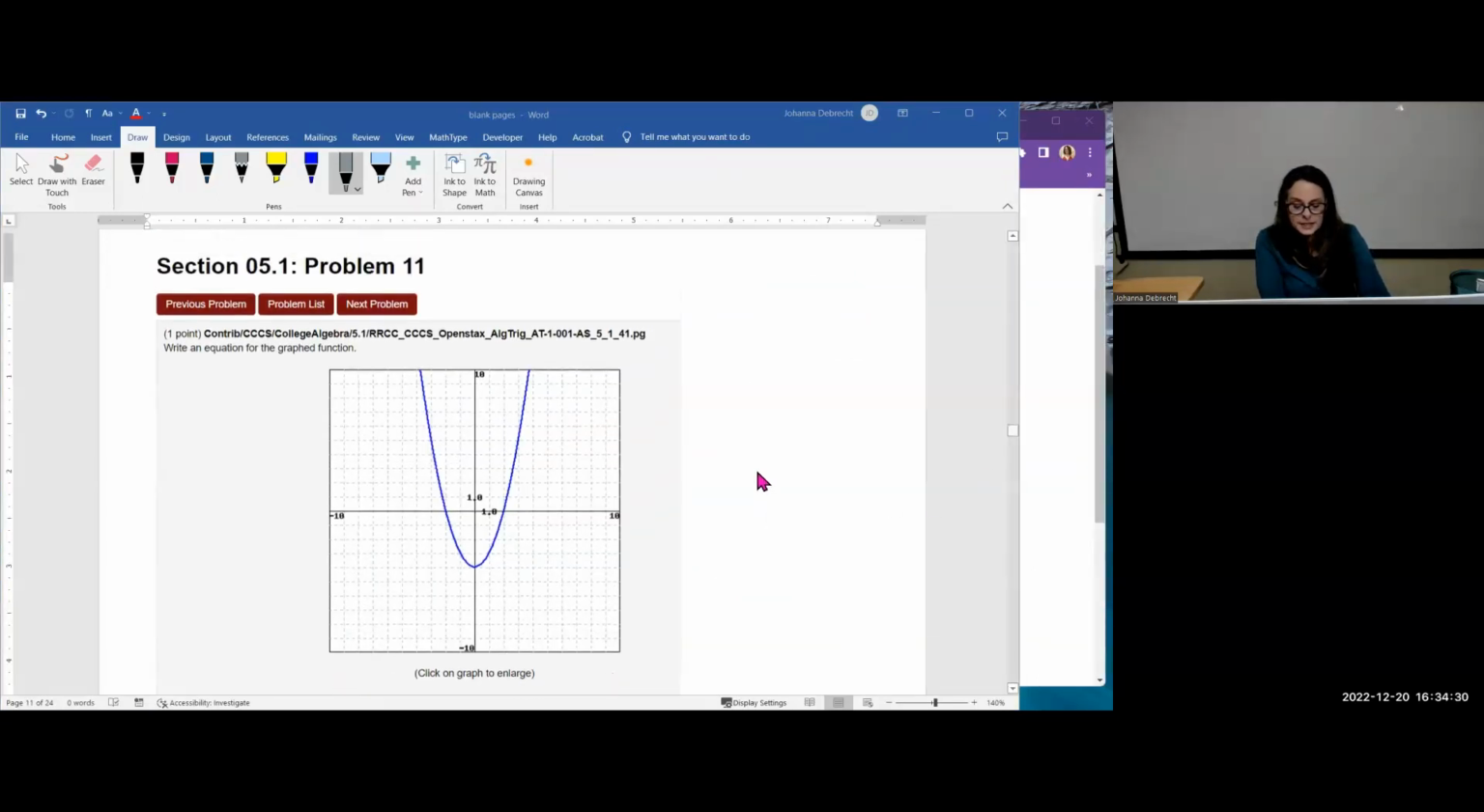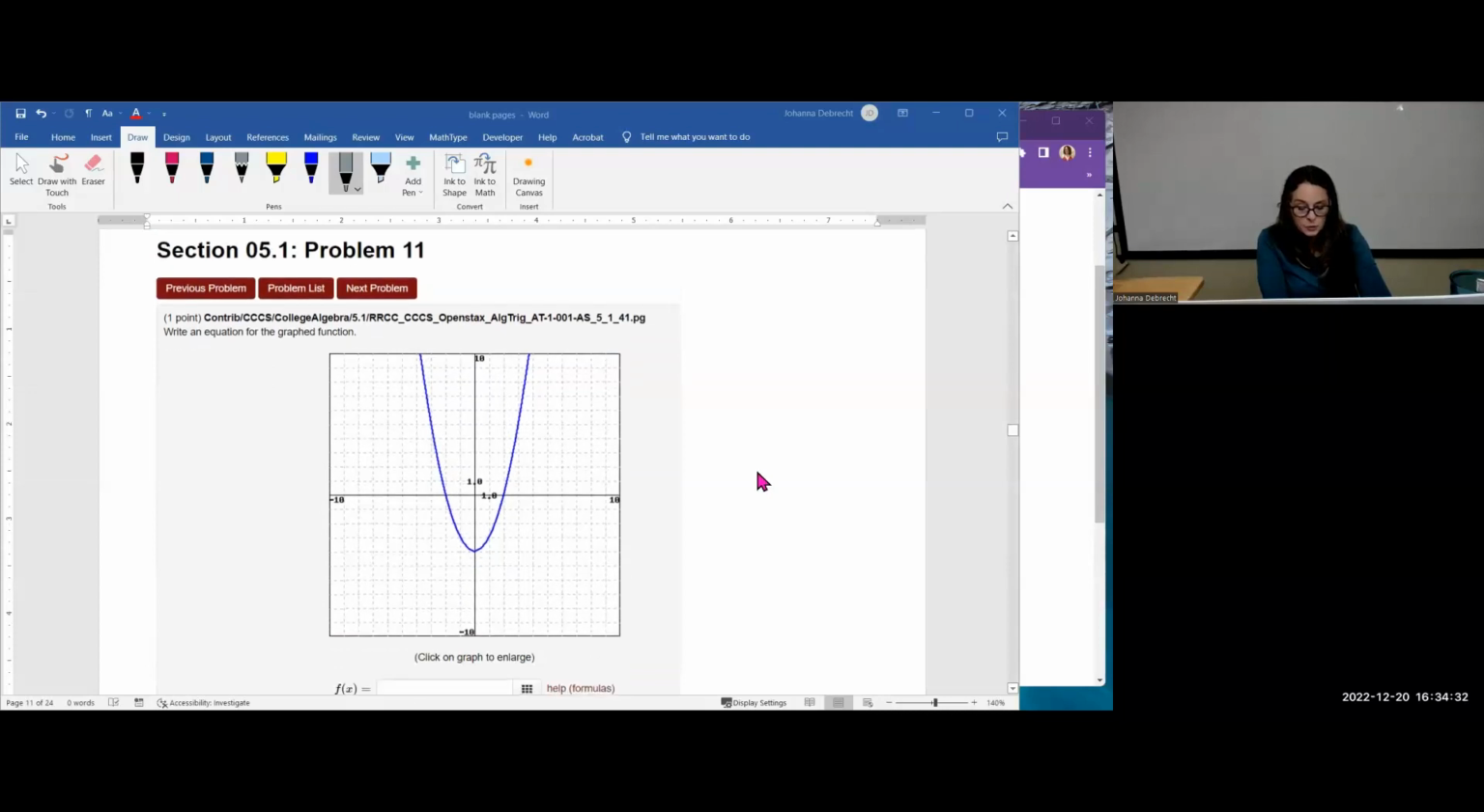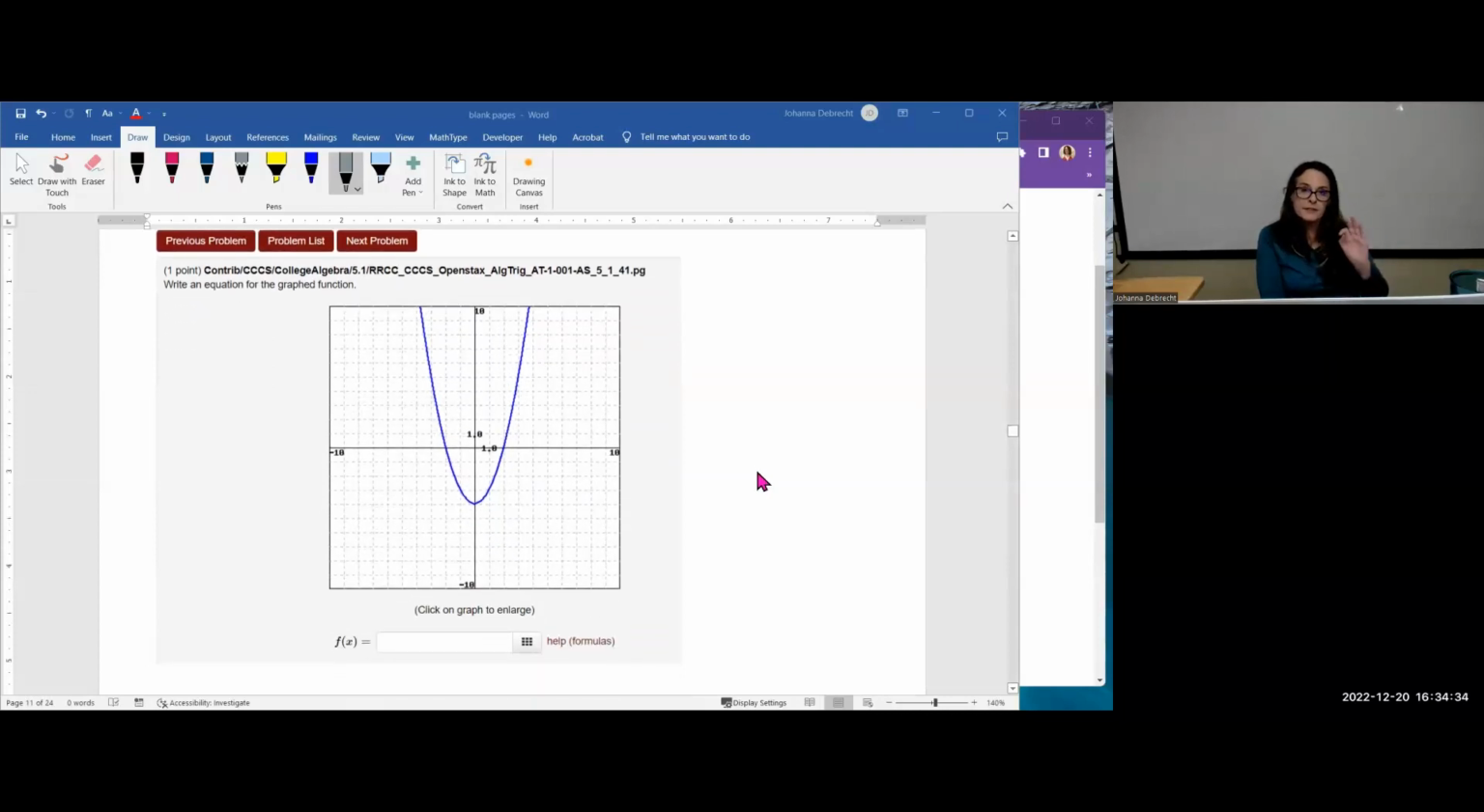Now, in our next problem, problem number 11, we're actually given a graphed function, and we're asked to write the equation of the parabola, write the equation of the quadratic function. Now, when we're looking at this, there are different ways of doing it, and they're all perfectly valid and all good. So there's more than one way to get an equation for this one.